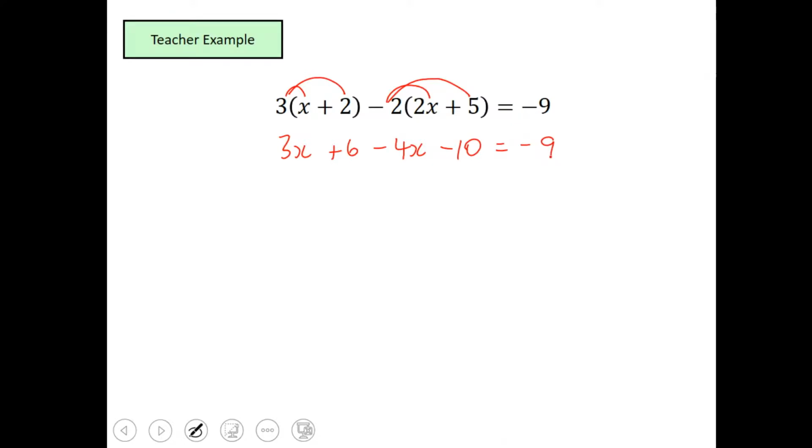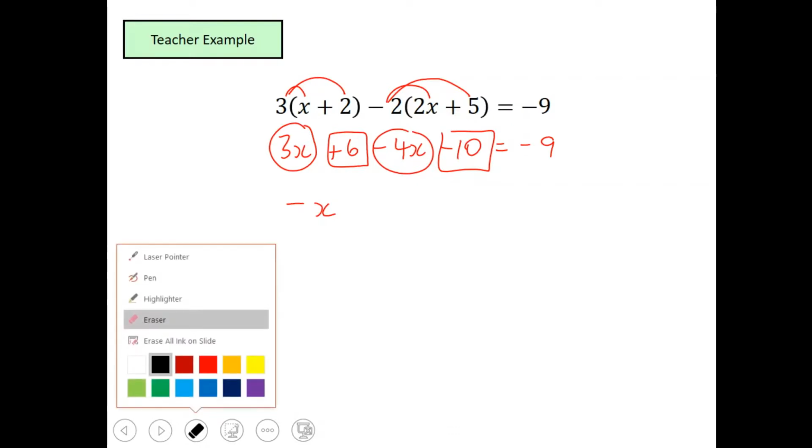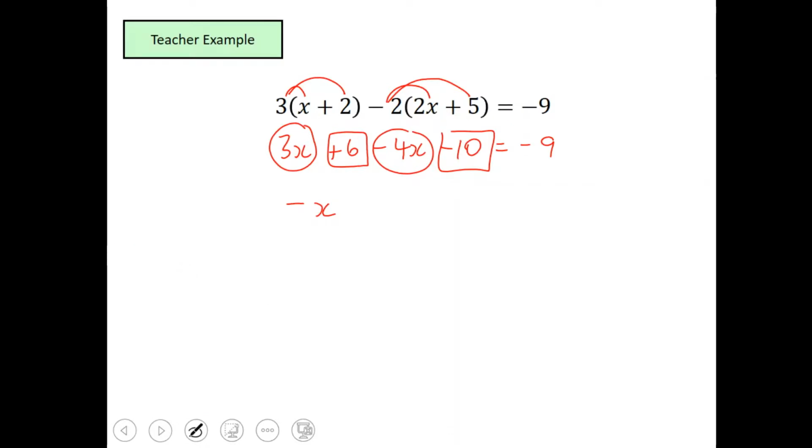So what I'm now going to do is collect the terms together, okay? So I've got 3x, I'll put the x's in circles, and I'll put the numbers in squares. 3x take away 4x is minus 1x. Now you don't have to write the 1, as I'm sure lots of you know. You can just write minus x, but that's the same as minus 1x. Then 6 take away 10 is minus 4. And that equals minus 9.